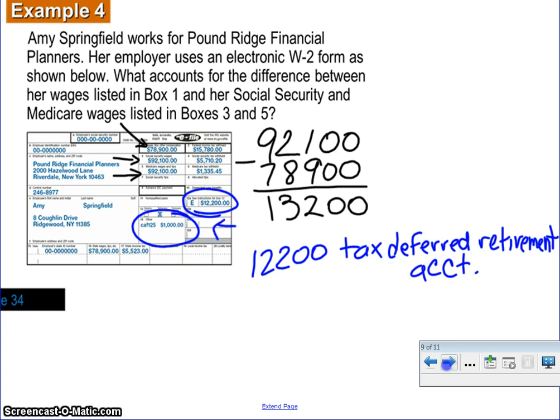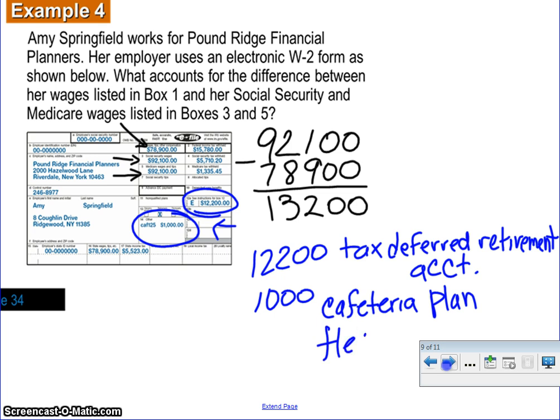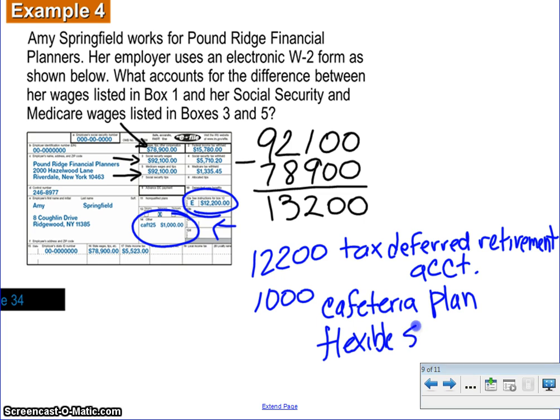And then we have $1,000 here, and you see it says CAF, which is a cafeteria plan, which is a form of flexible spending account. And if you went through your vocabulary, you know that the cafeteria plan allows for medical expenses as well as daycare expenses, and it is tax exempt when using that. And so that accounts for the differences here in both.